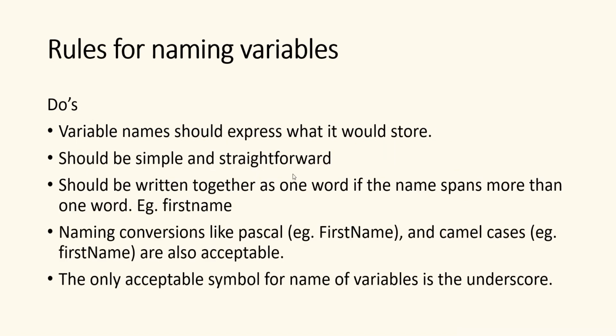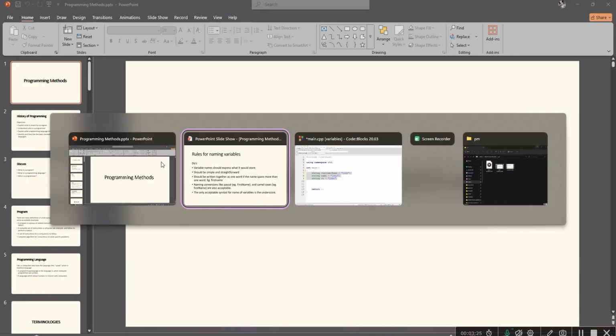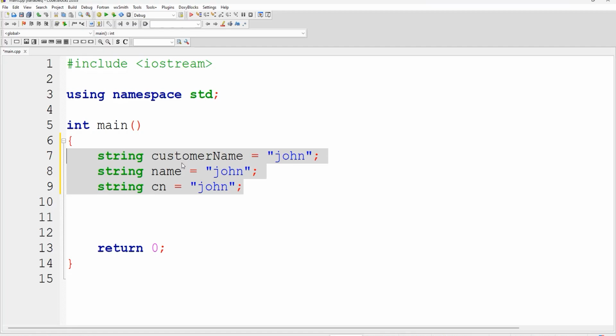So they should be written together as one word if the name spans more than a word. Example, first name. Let me combine these ones together. And the naming conventions like Pascal and camel case are accepted. So these two are very, very important. Now what they are trying to say is for your variable names, they are supposed to be written as one word.